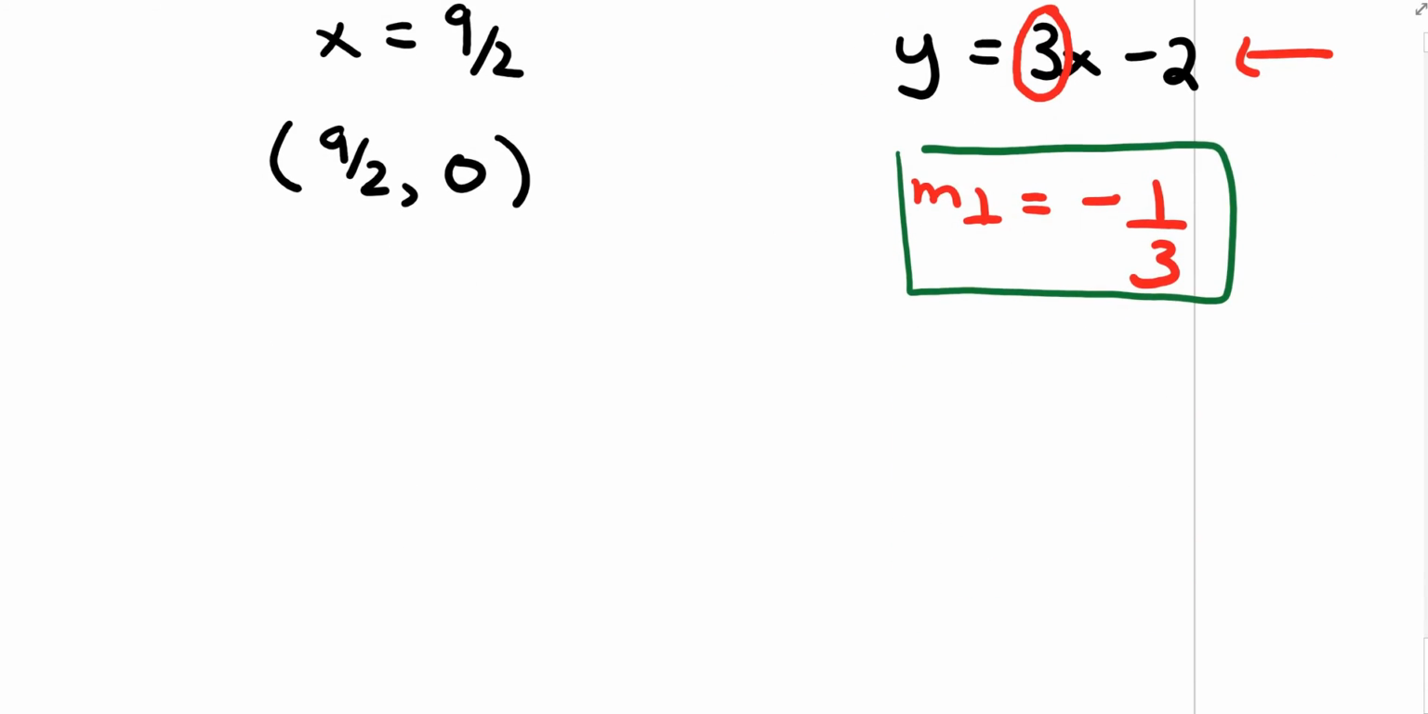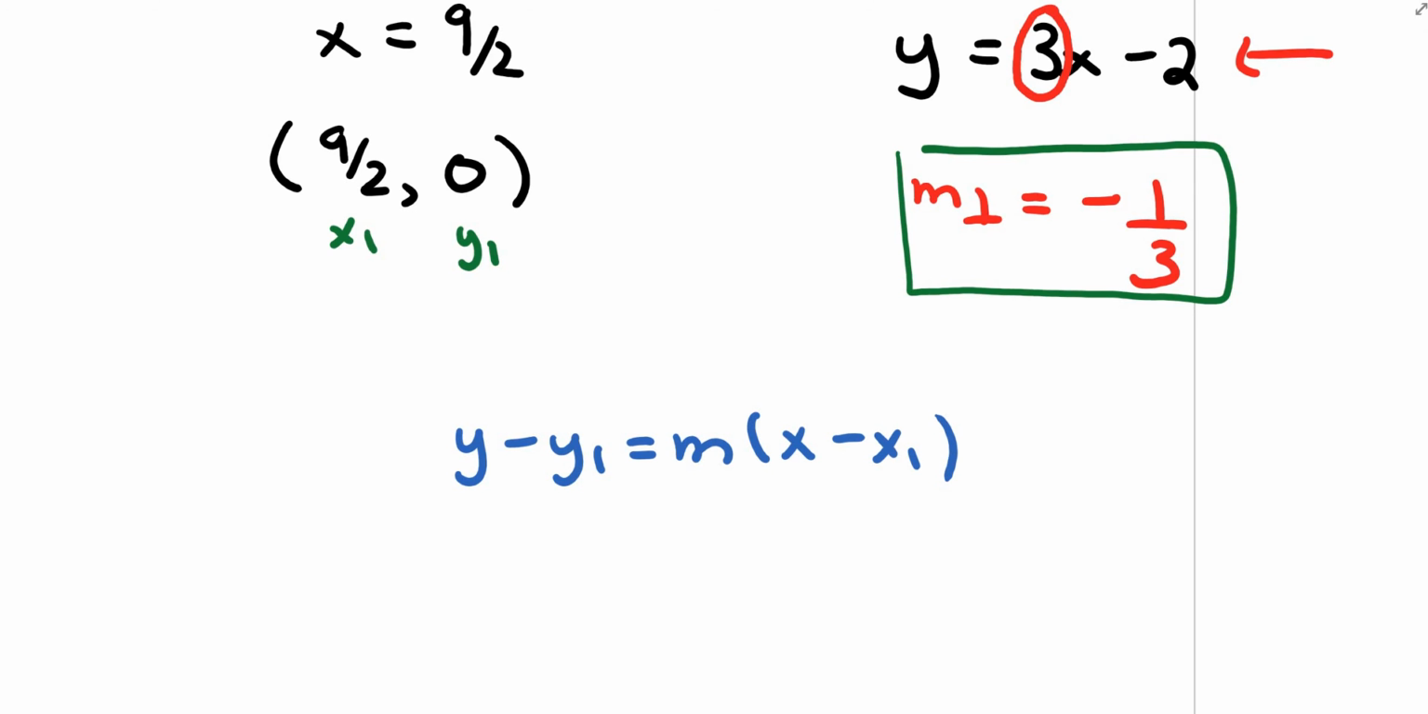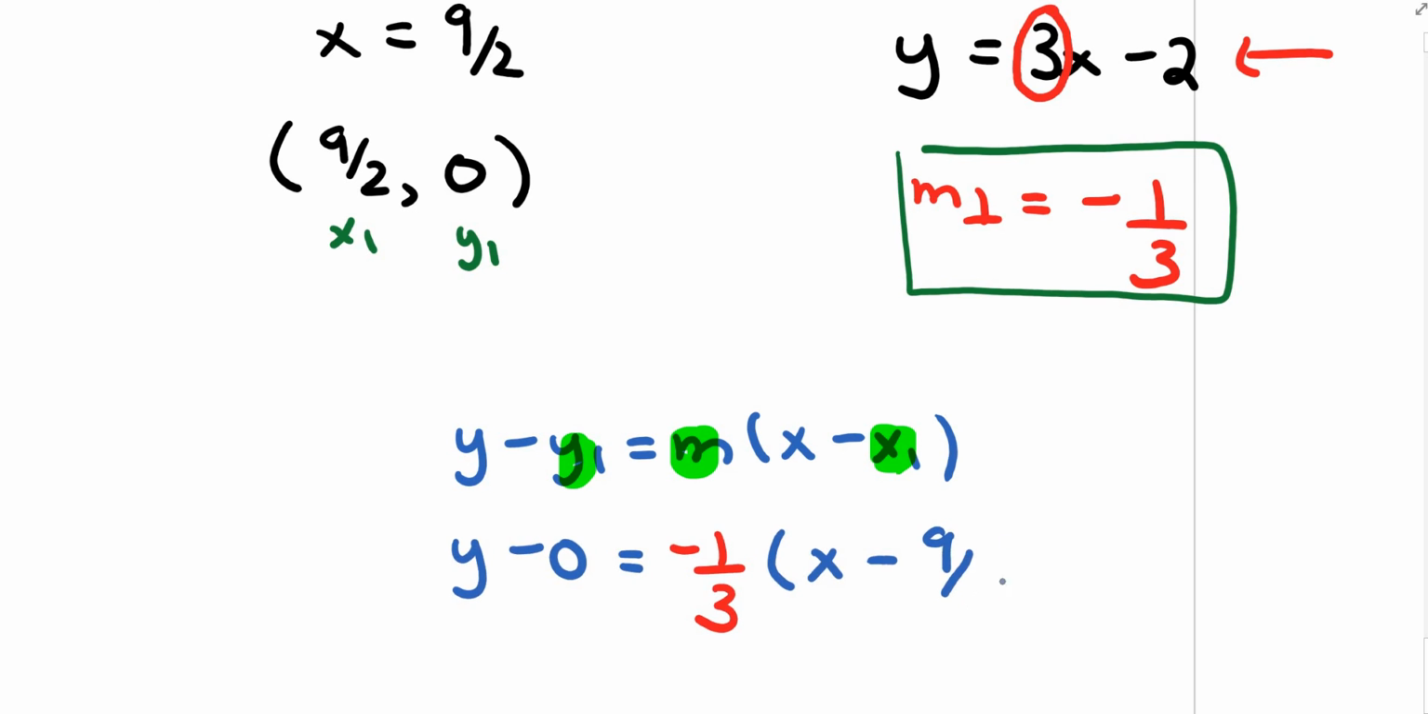I have my point and my slope. And let me just label this as x1 and y1. And let's go ahead and use the point-slope equation of a line to help finish off the rest of this problem. All right, so we need to fill in the m value, the x1 value, and the y1 value. So let's do that. I have y minus 0 equals negative 1/3, and then x minus 9 over 2.